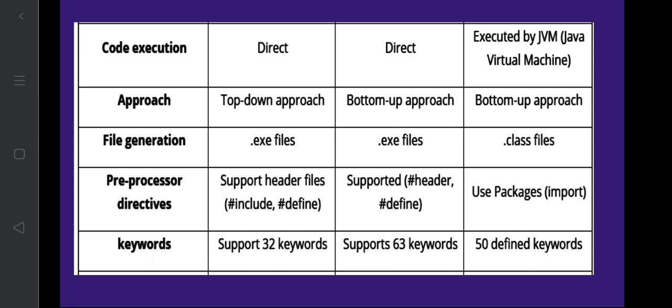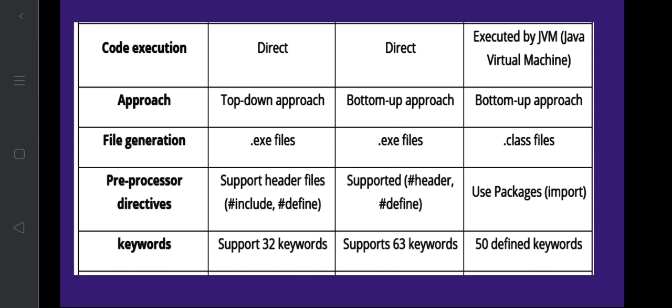Then file generation. In C and C++, the file generated is an exe file, whereas in Java it is a .class file. Whenever you compile the Java program, you first write the program in Java using the extension .java, and that program is first converted into the class file, and that class file will be converted into the next level so that it can be executed. Since it is a class file, the JVM is able to execute it in any machine in which it is implemented. So that is also another reason Java is platform independent.